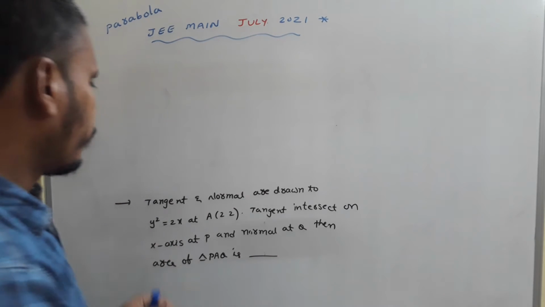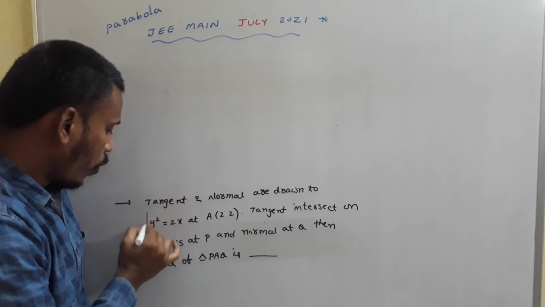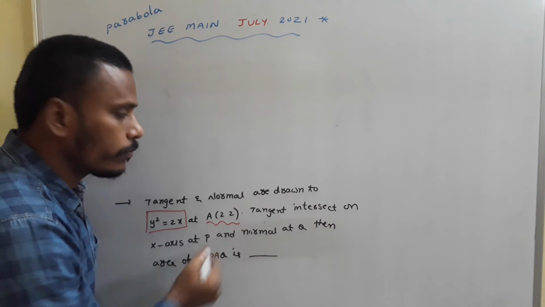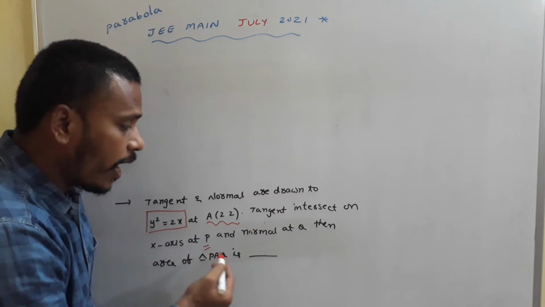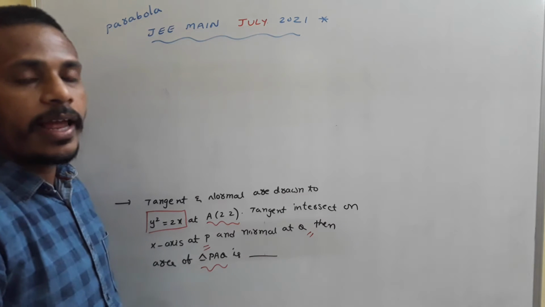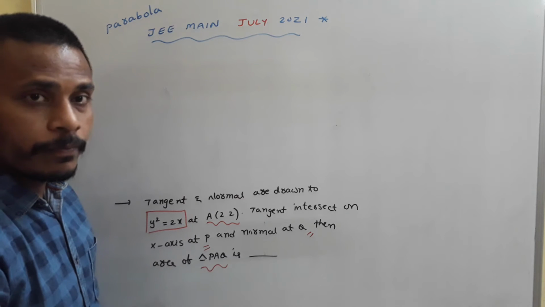Next problem. Tangent and normal are drawn to y² = 2x at (2, 2). The tangent intersects the x-axis at P and the normal at Q. Then we need to find the area of triangle PAQ. First of all, we need to calculate what?